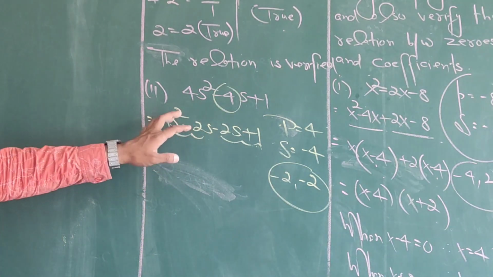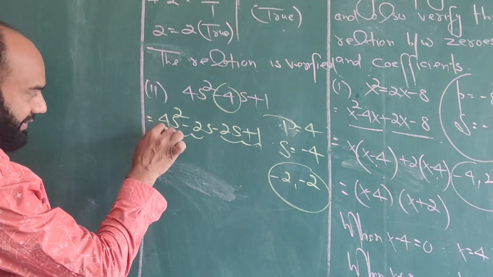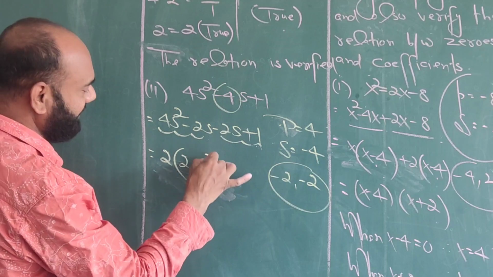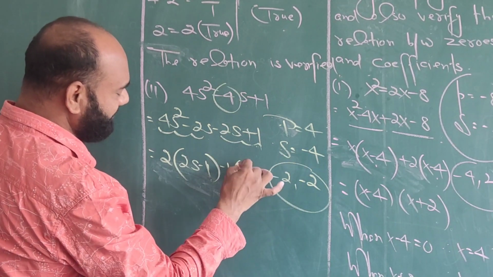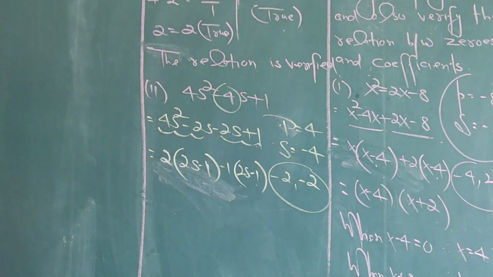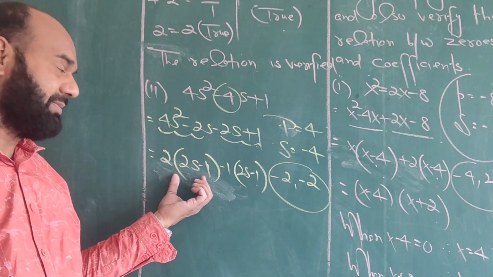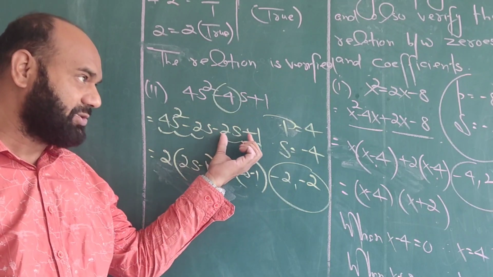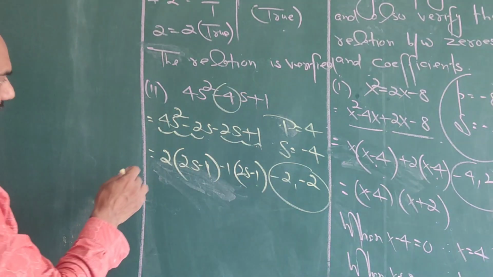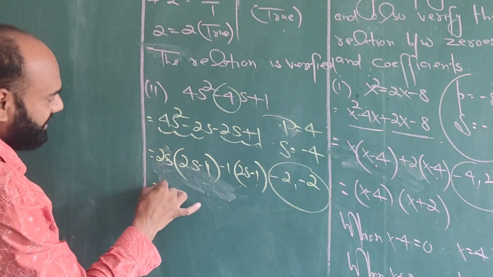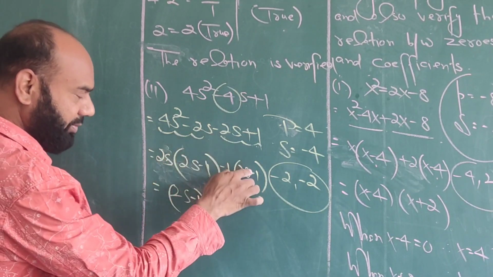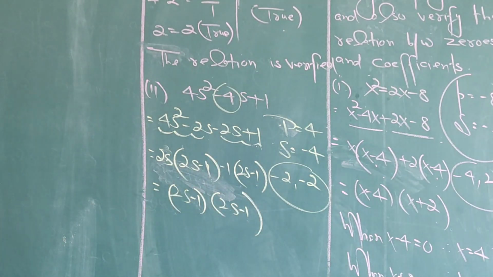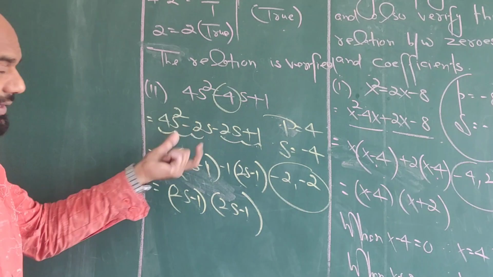Secondly, we take common from the first two terms, and the common factor is 2. So it is 2s minus 1, and from the next two terms we take common minus 1. This is also 2s minus 1, because when the factor here is 2s minus 1, the factor there must also be 2s minus 1. Here common is 2s. So 2s minus 1 is the common factor, and the remaining factor is 2s minus 1. These two factors are the suitable factors of the given polynomial.